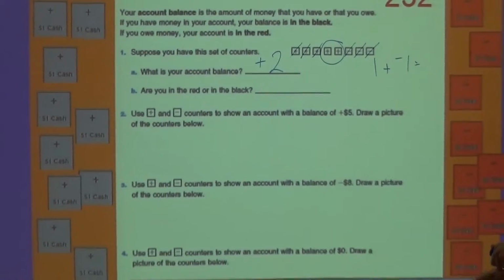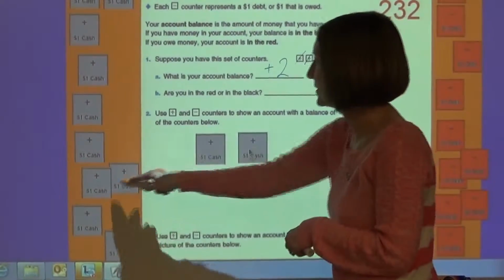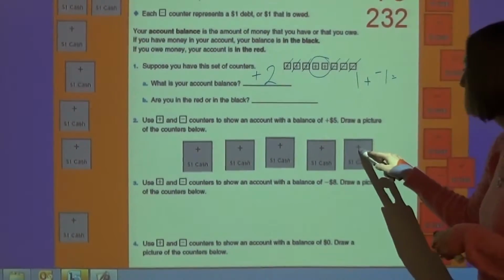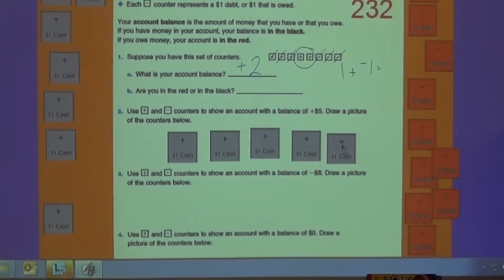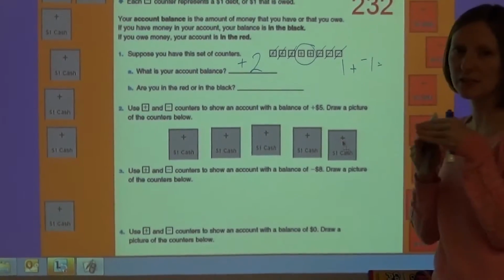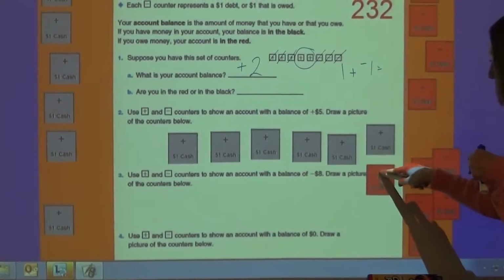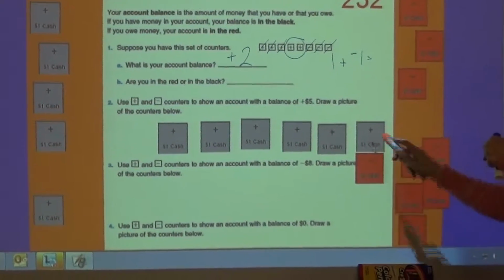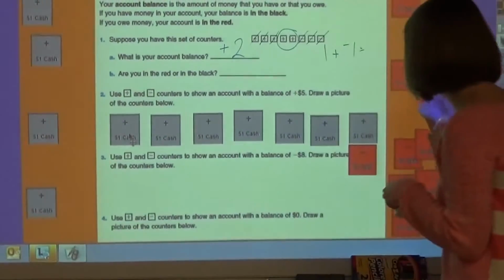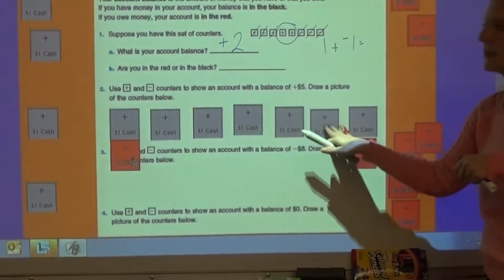This time we want a balance of positive 5. So I know that in the end, I'm going to have 5 positive counters left. There are my 5. Now, I can really put as many pairs of positive and negative counters up there as I want to, because I know whatever other positives and negatives I put up, as long as they're matched up, they would end up canceling each other out. Okay? So this positive and negative, when I put those together, cancel each other out and are 0. So I could put a few more up there if I wanted to, but again, I have to know that once I've canceled these things out, I'm left with my 5 positive counters.